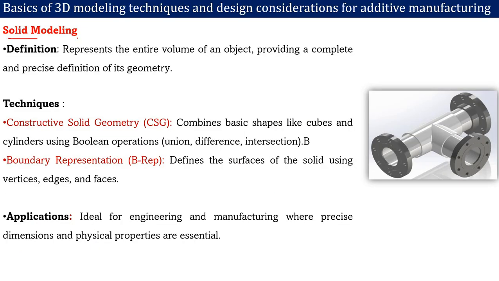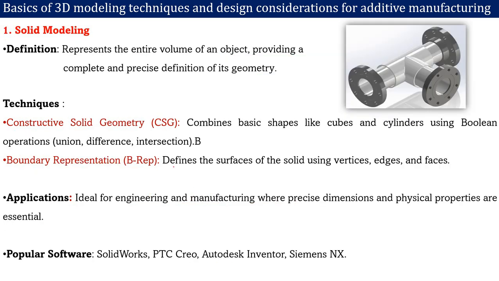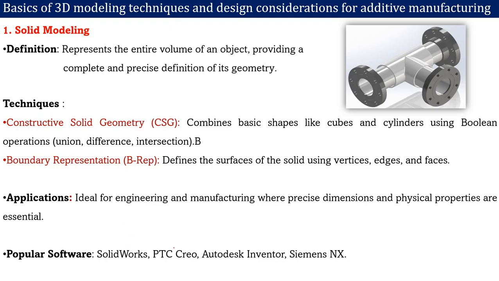Then we have the types of modeling. So, solid modeling. Solid modeling represents the entire volume of an object, providing a complete and precise definition of its geometry. So that is our solid model. It is of two types: constructive solid geometry and boundary representation (BREP). We can use it for developing models for engineering and manufacturing purposes, where precise dimensions and physical properties are essential. Which software can we use? SolidWorks, Creo, Autodesk Inventor, Siemens NX. These can be used for developing solid models.